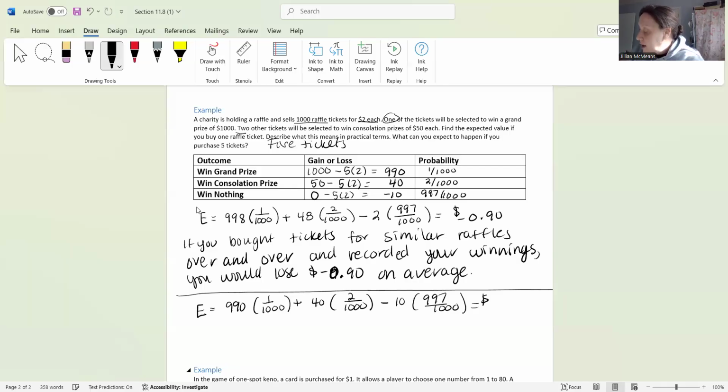So we have an expected value of negative $8.90. So similarly, if you were to play a raffle like this over and over and over again, and you recorded your gains and your losses, and then you average that out, on average, you could expect to lose $8.90 every time you buy groups of 5 tickets. That doesn't mean you lose $8.90 every single time. Sometimes you're going to win the grand prize. Sometimes you're going to win the consolation prize. Most of the time, you're going to win nothing. But on average, your earnings would average out to be approximately a loss of $8.90 every time you play. Okay?